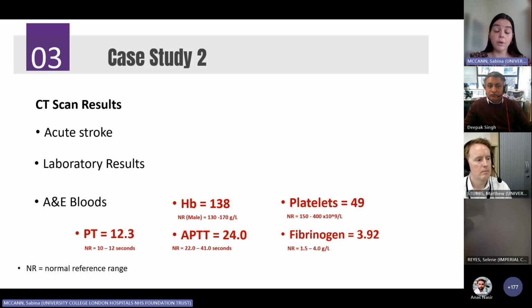Bloods were also taken upon admission to A&E, with the haemoglobin coming back as 138 and a platelet count of 49. At this point, I'd like to launch the next poll. From the information already given, which indicators query a TTP diagnosis? Please select all that apply. So a stroke, thrombocytopenia, the neurological impairment, or if you're unsure.